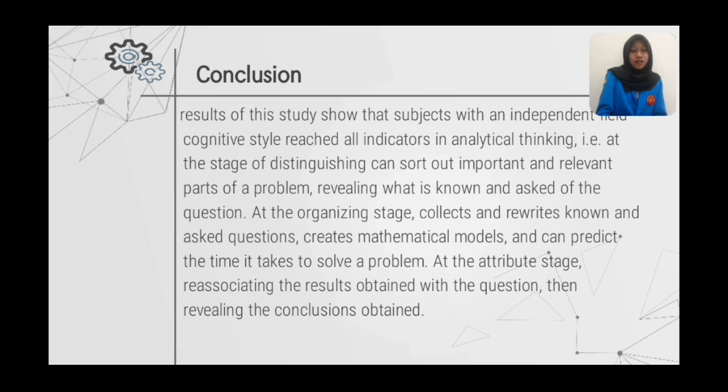Results of this study show that subjects with an independent field cognitive style reach all indicators in analytical thinking. At the stage of distinguishing, the subject can sort out important and relevant parts of a problem, revealing what is known and asked of the question. At the organizing stage, the subject collates and rewrites what is known and asked in the question, creates mathematical models, and can predict the time it takes to solve a problem. And at the attributing stage, the subject relates the result obtained to the question, then reveals the conclusions obtained.